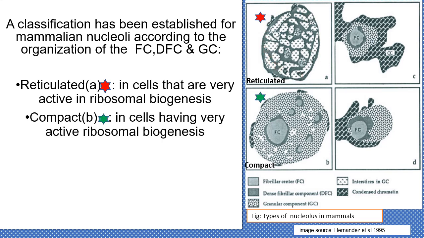The next one is known as the compact nucleoli, and it is characterized by a compact organization of the granular component in which some interstices can be seen. They contain several fibrillar centers which are surrounded by dense fibrillar component. Compact nucleoli are found in active cells and often in cell lines in case of cell culture.